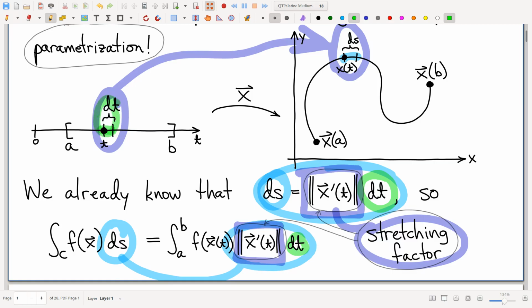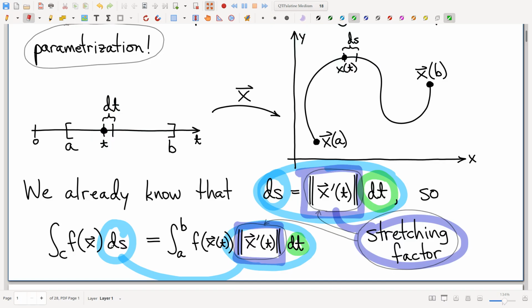You buy it? It's kind of convenient. In some sense, we got super lucky here. We already had this idea of a parameterization. It was just what we needed, and we already knew the stretching factor. We just had to phrase it as such to realize that we already knew what that was. So we're in business, and we'll do an example in just a moment.